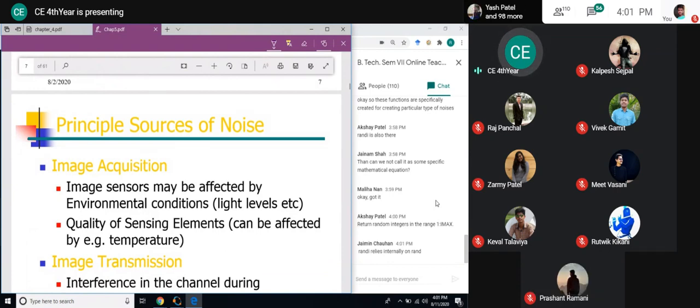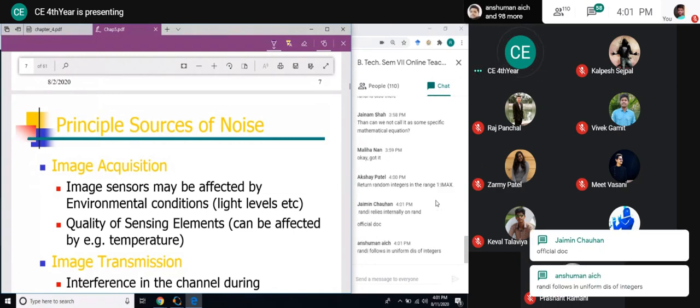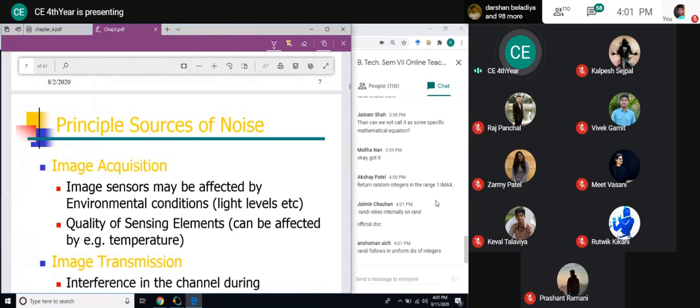Relies on random, so it is possible that it may follow the uniform distribution. If it relies on random, then uniform distribution of integers, right? That's good. So if uniform distribution is needed, you can go with random I. I have not tried, but definitely we can go with random I. We will try that in this laboratory session itself and see whether it actually follows the uniform distribution or not.